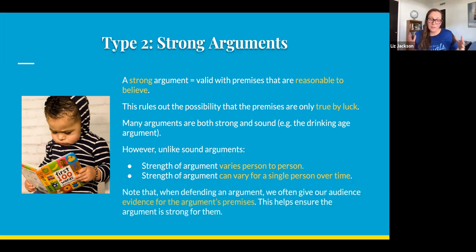One thing that's really interesting about strong arguments is that often when defending an argument, we give our audience evidence for the argument's premises. Let's say we have 3 premises. Part of what we do when defending that argument is give evidence or reasons to believe each premise. We're ensuring that the argument is strong for them. We're trying to give them evidence so the premises are reasonable for them to believe, and then, assuming the argument's valid, they have a reason to believe the conclusion.